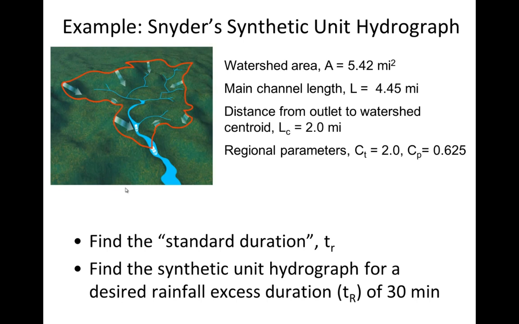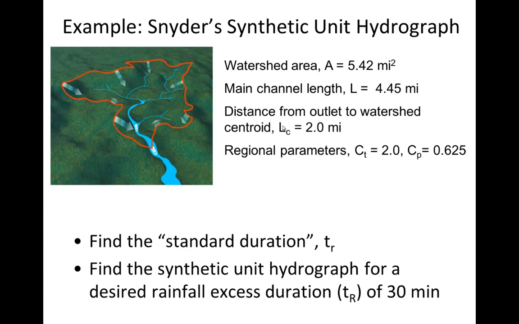This is a watershed where the area is known to be 5.42 square miles. The main channel length, the length of the channel that has the greatest flows and exists for the longest duration, the longest length up to a certain upstream area, and so maybe what we're showing is that it requires maybe half a square mile of upstream area before any channel forms. And so we go to the furthest point away from the outlet to where channel begins to form, and that length is 4.45 miles.